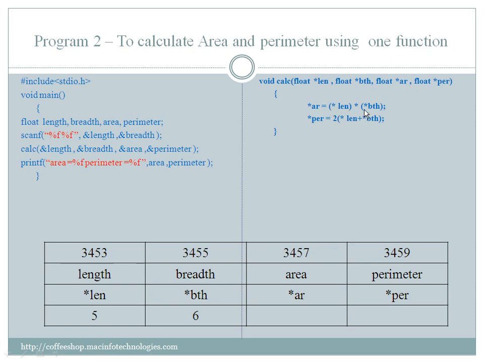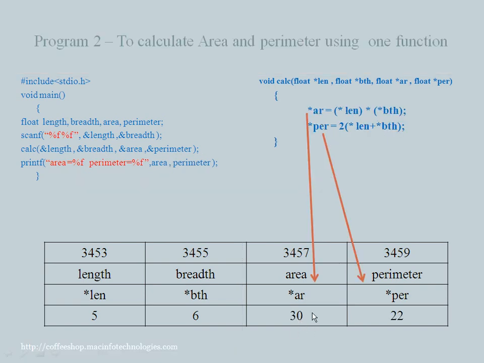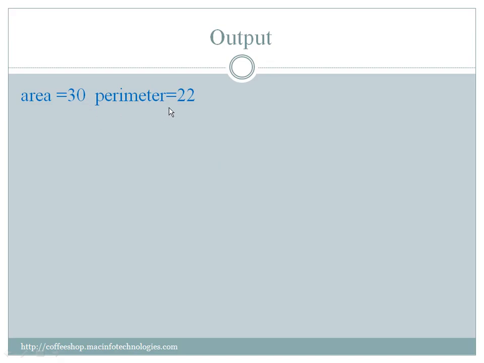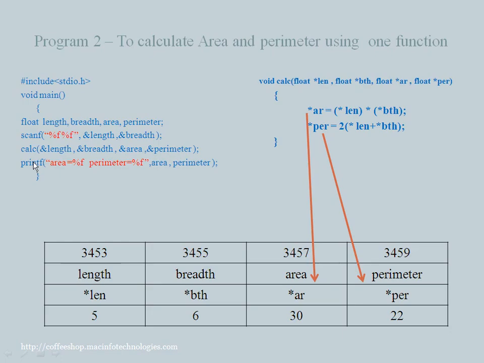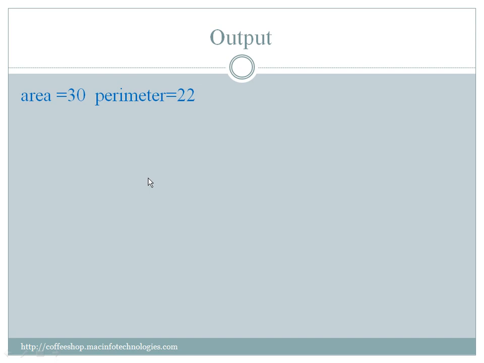So when you calculate these things, length into breadth and 2 into length plus breadth, you store values at the 3457 and 3459 locations, which is nothing but the area and perimeter of the main function, the same variables and same memory location. So now if you execute this program, you will get both outputs. Area is equal to 30, perimeter is equal to 22. You can see that the printing statement is from the main function. We are printing area and perimeter, that is the area and perimeter variables of the main function, but it prints the actual calculated value from this function. We get 30 and 22.